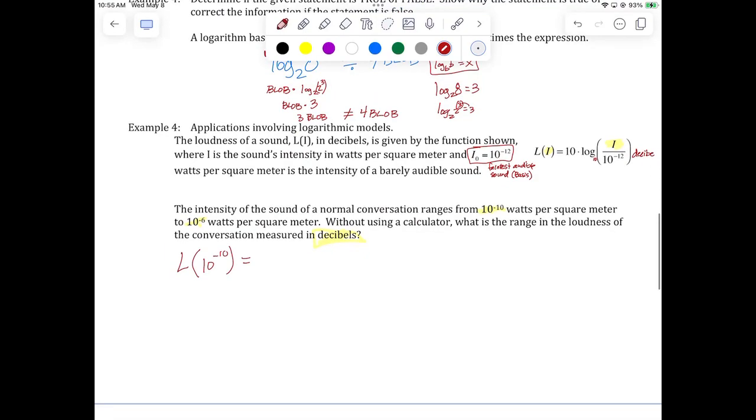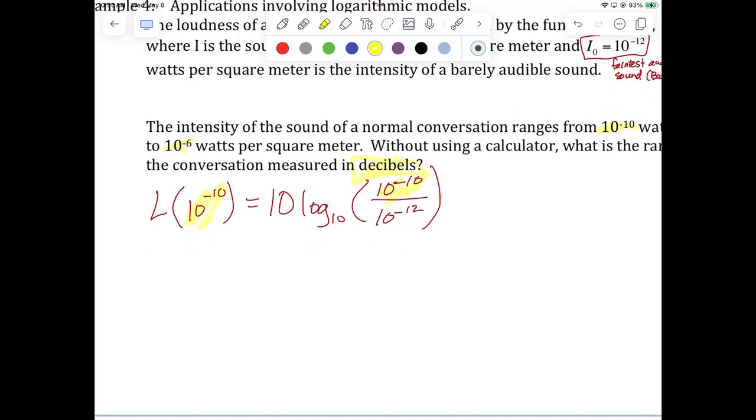So what does that give me? It gives me 10 times log base 10 of 10 to the negative 10th over 10 to the negative 12th, just like that. All I did is I plugged 10 to the negative 10th in for I. Everyone okay with that?